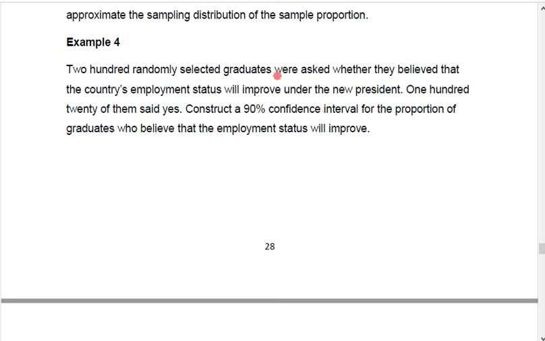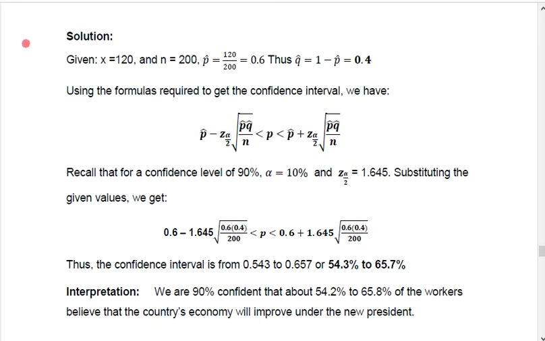Example number 4. 200 randomly selected graduates were asked whether they believe that the country's employment status will improve under the new president. 100 of them said yes. Construct a 90% confidence interval for the population proportion of the graduates who believe the employment status will improve. Okay, solution. Given, we have x is 120 and n is 200. p hat is equal to x over n, that is 120 over 200, that would be 0.6. Thus, q hat is equal to 1 minus p hat, which is 0.4.